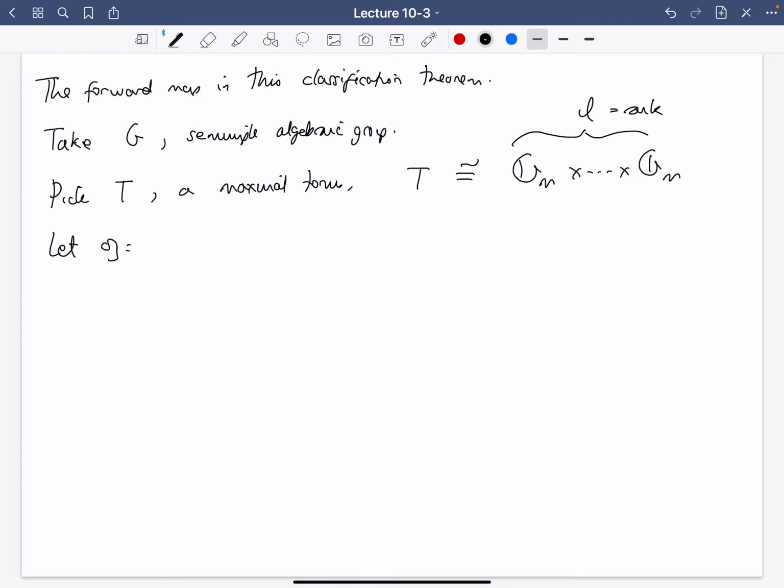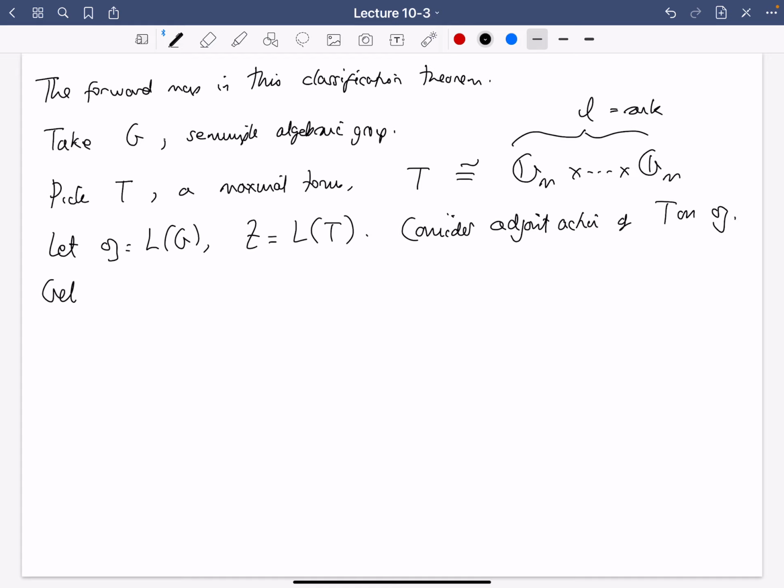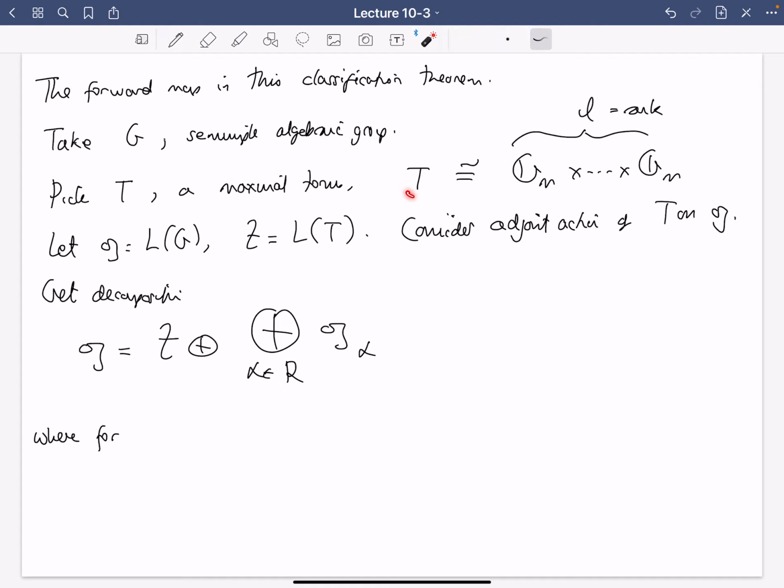And then you let 𝔤 be the Lie algebra of G, and 𝔱 be the Lie algebra of T. What we're going to do is consider the adjoint action of T on that Lie algebra. Okay, so this is a torus, so you get a decomposition of that: the Lie algebra of T will be in there, and then it turns out that you get this direct sum decomposition of 𝔤_α, which should look awfully familiar. But there's a difference here, because we're now decomposing with respect to this adjoint action of an algebraic torus, rather than this maximal toral Lie algebra that we had.